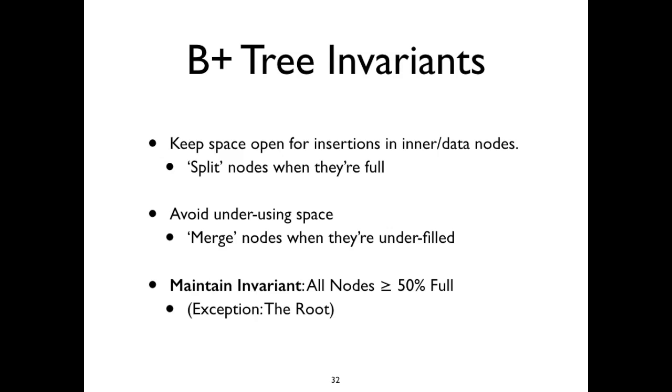So a B+ tree basically operates using a very simple invariant. Every node has to be at least half full. We're going to talk about ways of creating new nodes and destroying nodes that will enforce this invariant, essentially allowing us to keep each of the nodes at least 50% full.